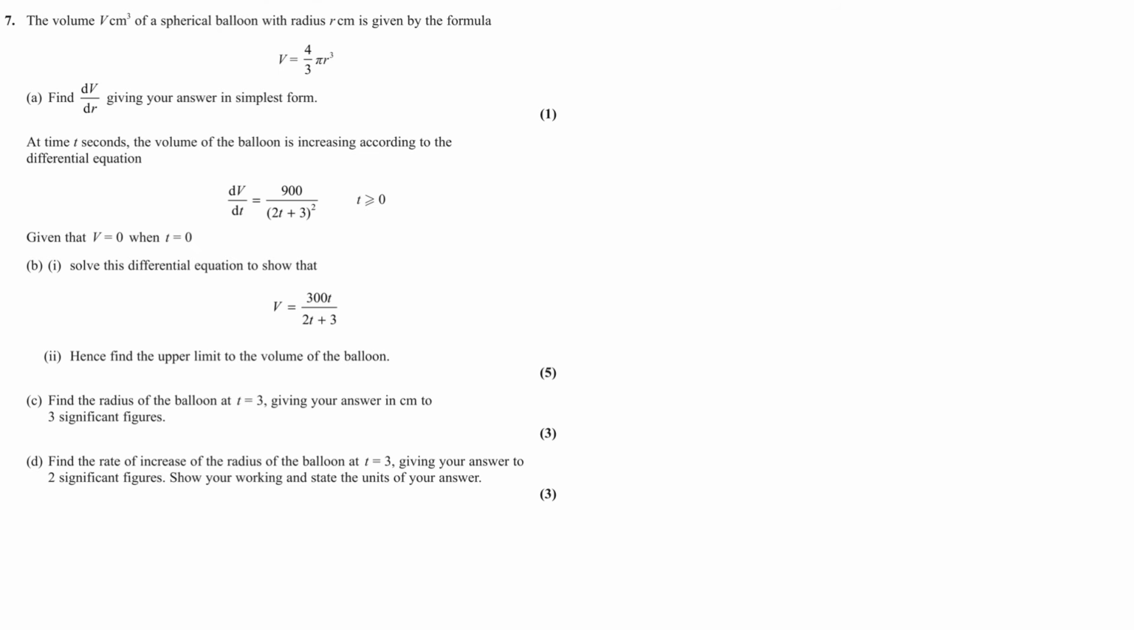Okay, first part is just to find dV by dr. It's nice and easy, just multiply by 3, so we got 4 pi r squared. Now it says here, so we found this simplest form. At time t, the volume of the balloon is increasing according to this differential equation, so dV by dt. Given that V equals 0 and t equals 0, solve this differential equation to show that.